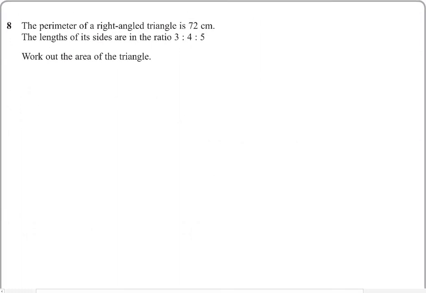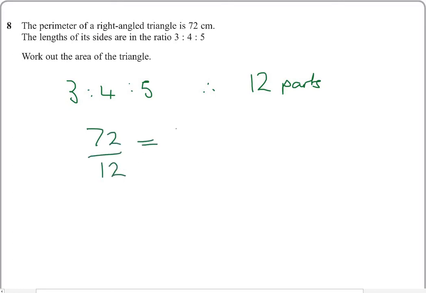Okay, question 8. The perimeter of a right angled triangle is 72. The lengths of its side are in ratio 3 to 4 to 5. So if it's in 3 to 4 to 5, this means there are 12 parts just by adding them together. So if we do 72 divided by 12, this gives us 1 part, and this is just 6 centimeters.